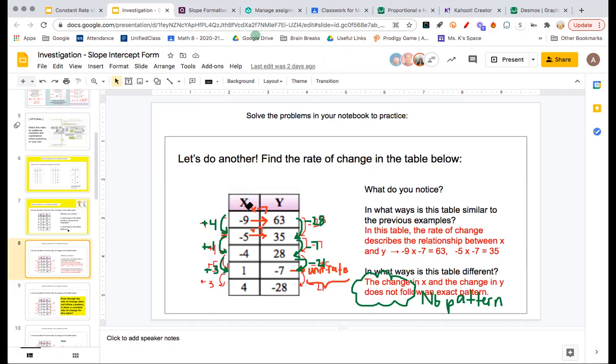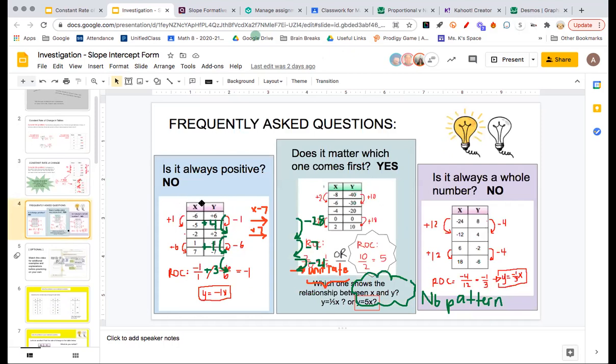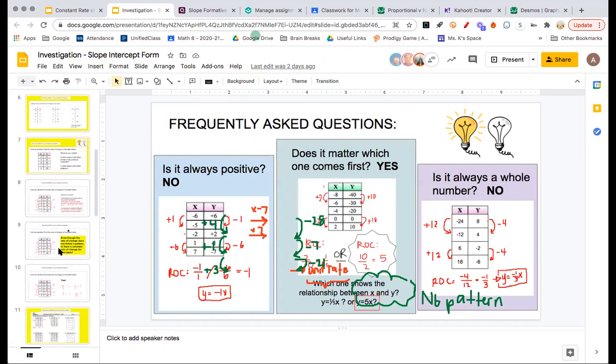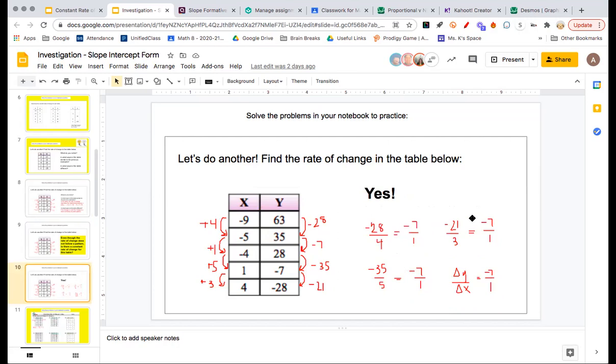when I go from 9 times -7, it gives me 63. 1 times -7, it still has that relationship. But do we see how it doesn't follow a pattern? In all of our other examples, all of these tables, they follow a perfect pattern, right? +12, +12, +12, -4, -4, -4, -4. It's always the same. In this table, it's not the same. So Daniela asked, is this a linear equation? The answer is yes.